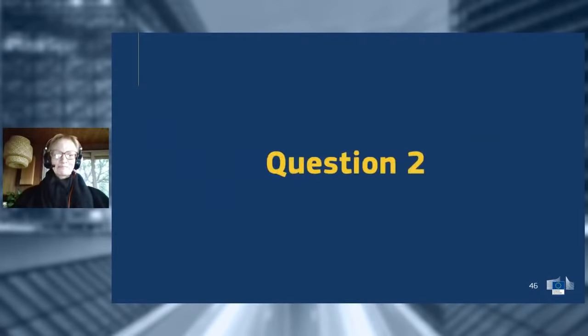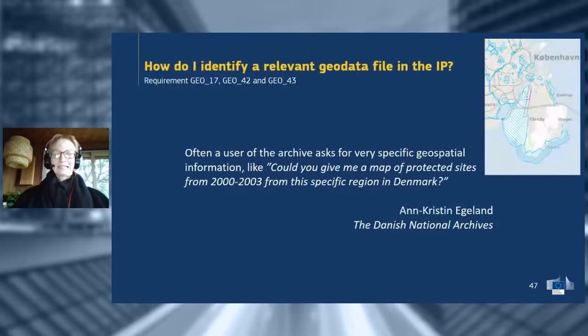Next slide, please. And now we go to question two. Next slide. This question is actually from myself, because the Danish National Archives are also one of the early adopters of this CITS geospatial specification. And I wonder, when I follow the requirements in the specification, how do I identify a relevant geodata file in the information package? Often a user of the archive asks for very specific geospatial information. It could be a question like, could you give me a map of protected sites from 2000 to 2003 from this specific region in Denmark?